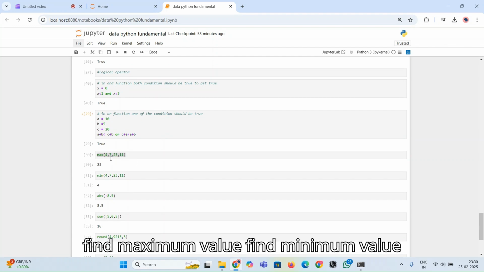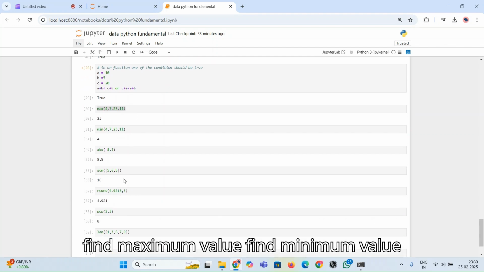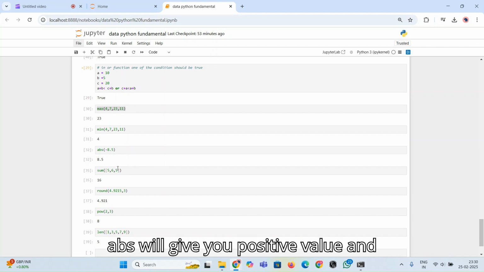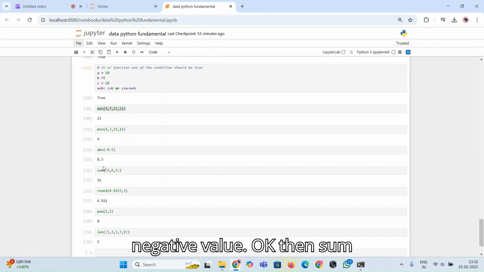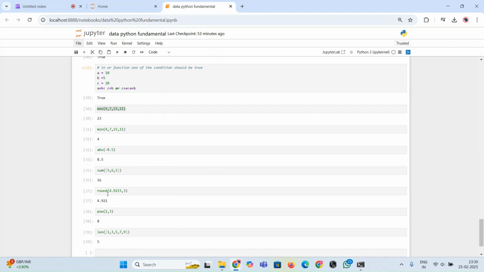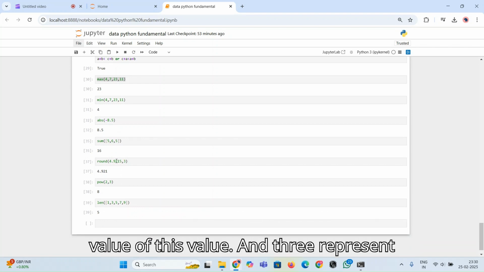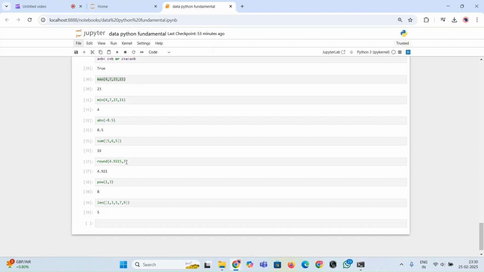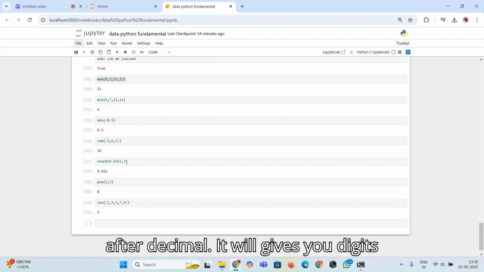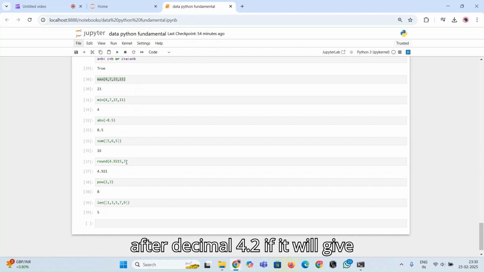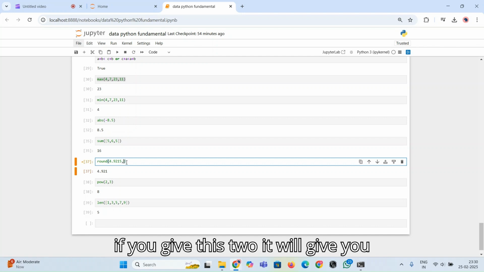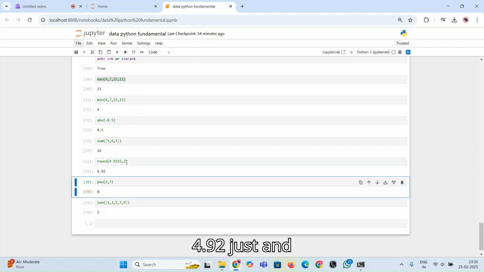Maximum, find maximum value, find minimum value. Abs will give you a positive value from a negative value. Okay, then sum, round function, it will give you the rounded value of this value. And 3 represents the number of digits after the decimal. It will give you digits after the decimal. 4.21, if you give this 2, it will give you 4.92 just.